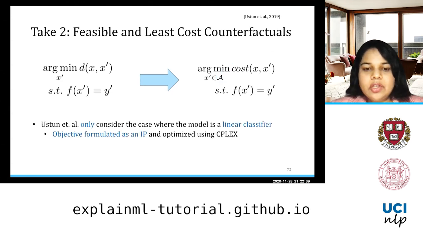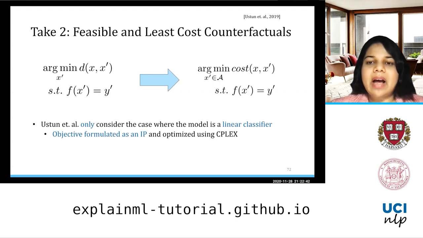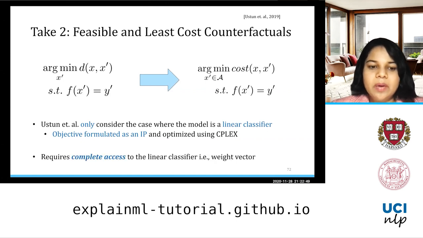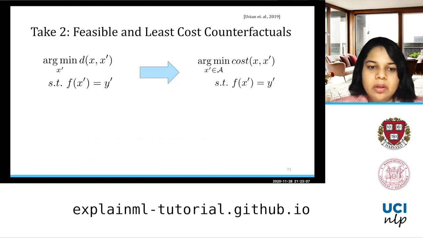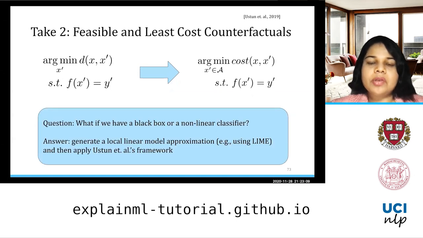Ustun et al. only consider the case where the underlying model is a linear classifier when solving this problem, and that, as we all know, can be somewhat limiting. Furthermore, their approach requires complete access to the linear classifier, which means they need to know the weight vector of the linear classifier. So their approach is not designed to work with black box models. Now, one might ask a question: what if we have a black box or a non-linear classifier as our underlying model?